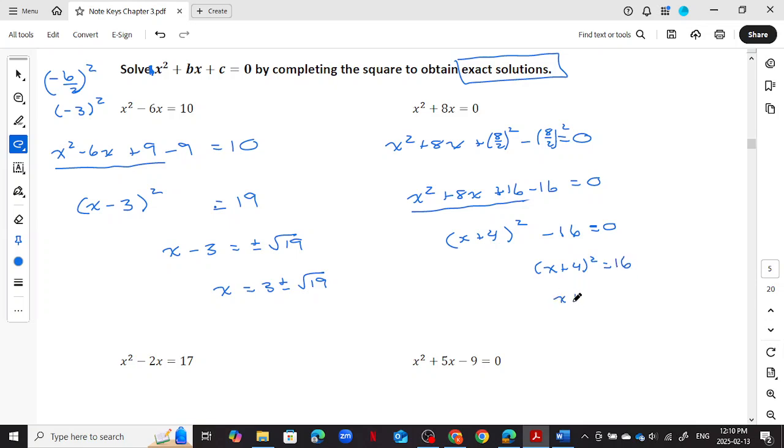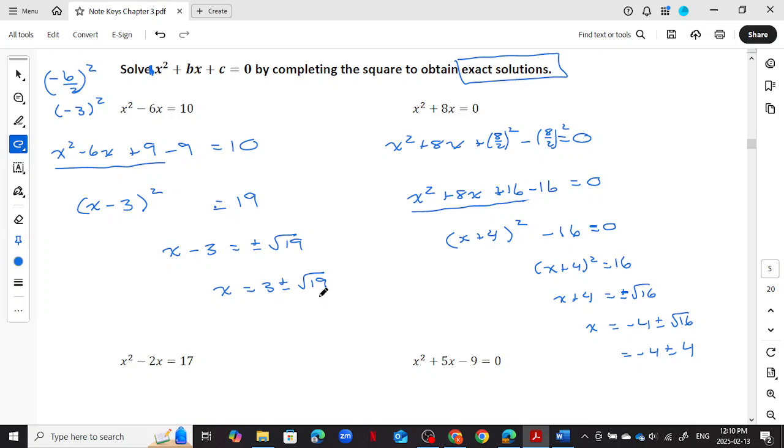Then I'm going to take the square root, plus or minus the square root of 16. Now, hopefully you recognize that 16 is a perfect square. So we've got x equals -4 plus or minus the square root of 16, which is -4 plus or minus 4. For a question like this, to give exact solutions, this can be simplified.